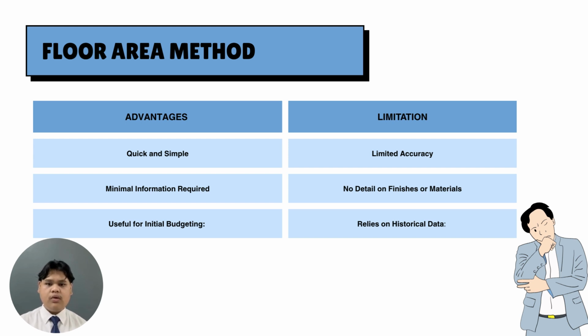However, the method also has limitations. It offers limited accuracy as it does not consider building height, shape, complexity or special design features. It also lacks detail on materials and finishes, assuming standard construction throughout. Additionally, because it relies on historical cost data, outdated or incorrect rates can lead to inaccurate estimates.